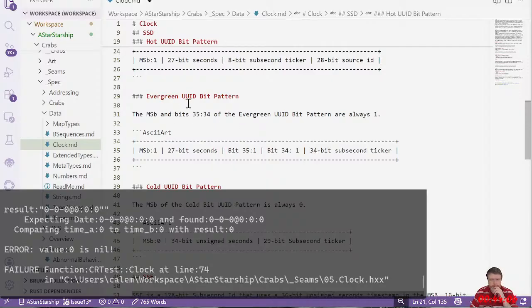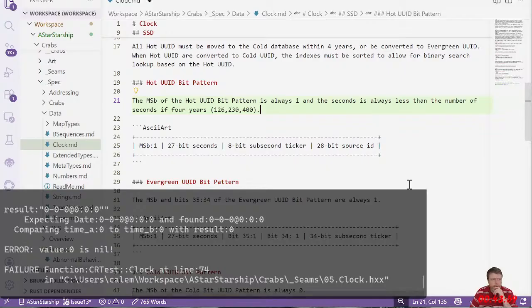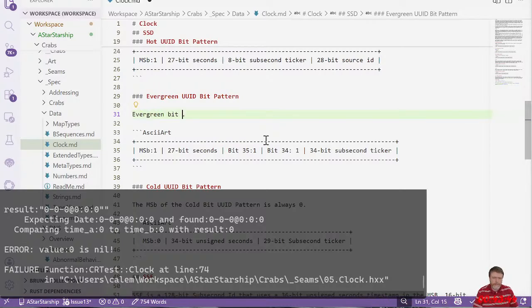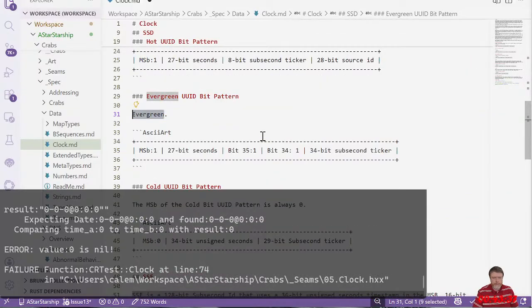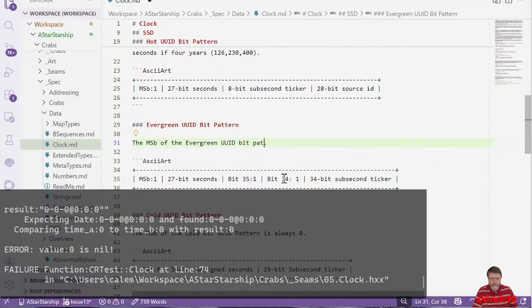Evergreen UUID bit pattern. All right. So evergreen bit patterns are created, the MSB of the, wait, how do I phrase that? Always less than, less than what?